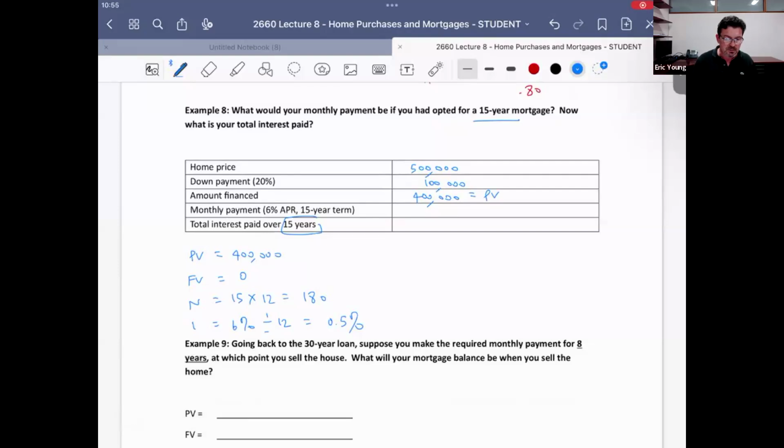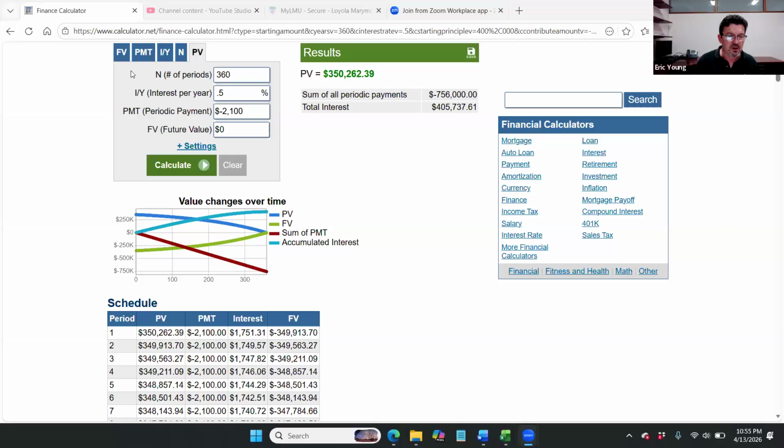Let's see what we can do. So let's go back to our handy dandy calculator. Okay, we're solving for PMT. Still going to be a $400,000 loan.